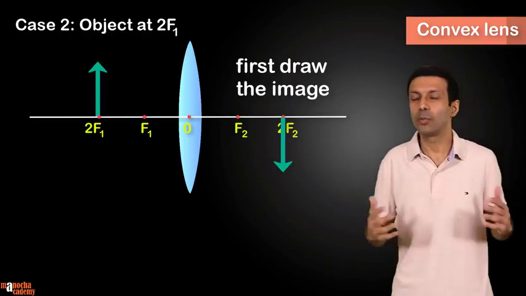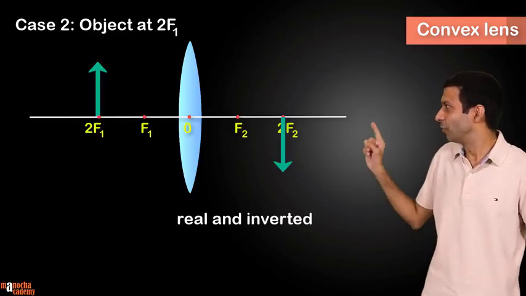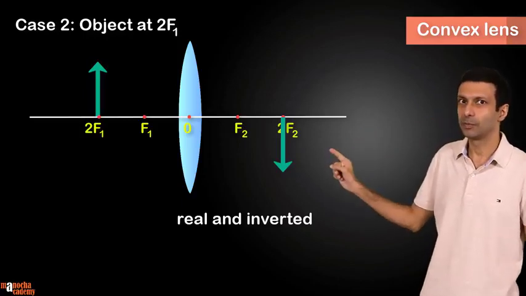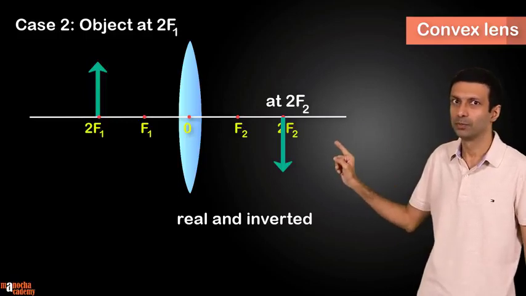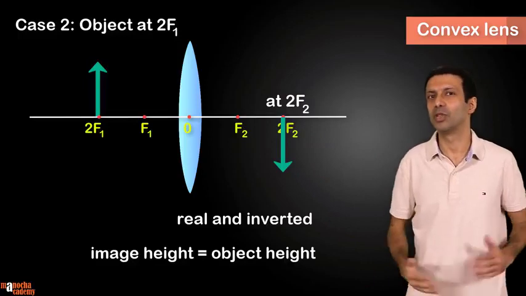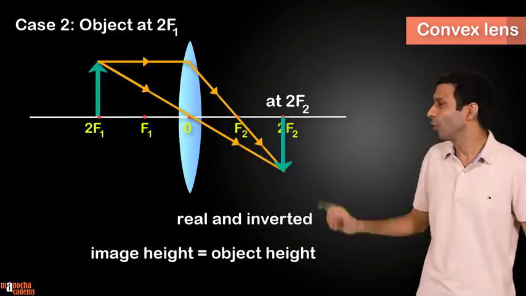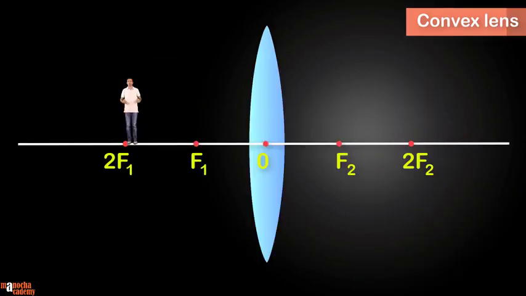Since we know all the properties of the image, we can easily draw it here. It's a real and inverted image, and this image is going to be exactly at 2f2, and the image height is exactly equal to the object height. So once you've drawn the image, you can go ahead and draw the rays. Now I'm going to move closer to the lens.